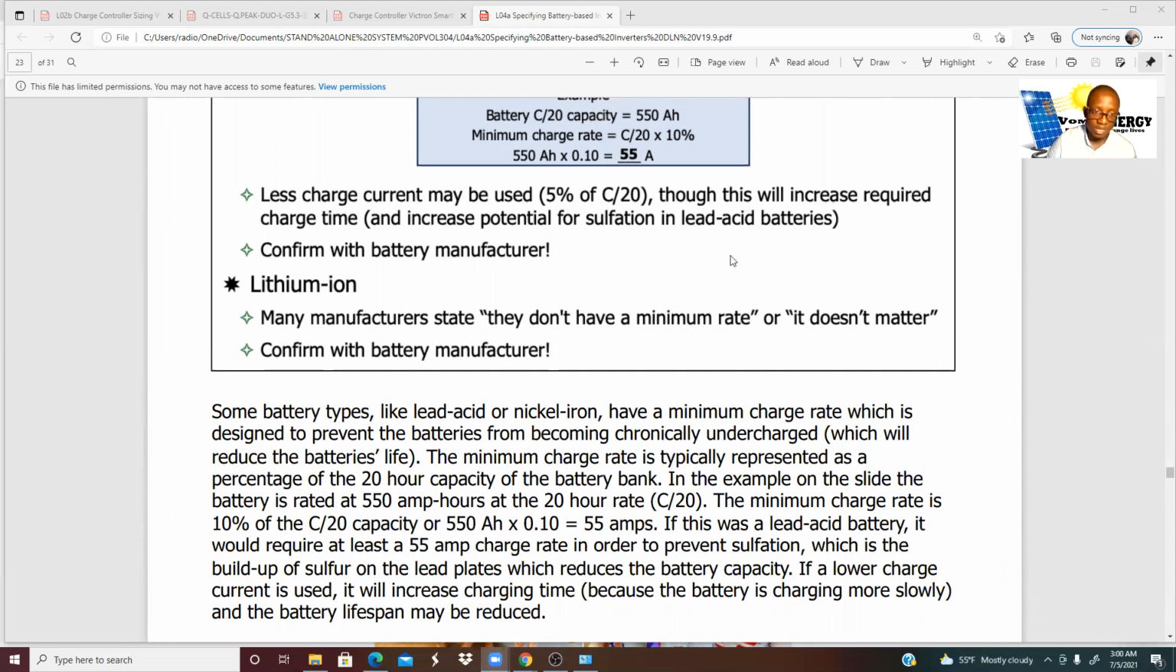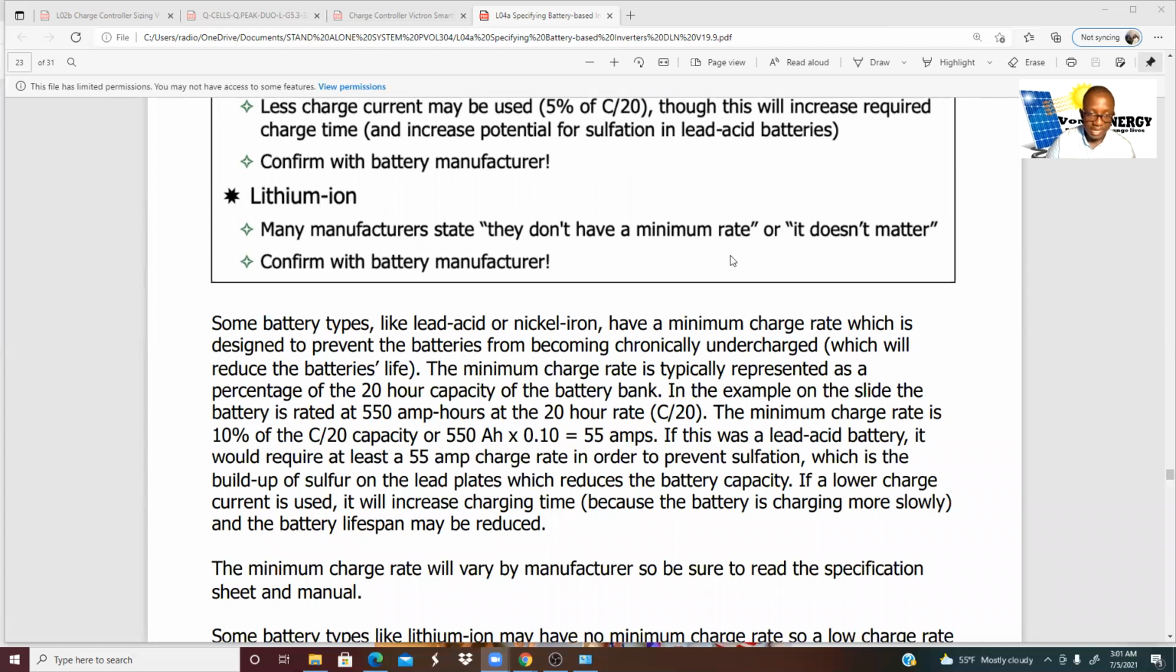Now, for lead acid, it is important to check the information from the manufacturer as to the charging rate. But for lithium ion, most of them don't really have a charging rate. Some battery types like lead acid or nickel iron have a minimum charging rate, which is designed to prevent the battery from becoming chronically undercharged, which will reduce the battery life. The minimum charge rate is typically represented as a percentage of the 20 hour capacity of the battery bank.